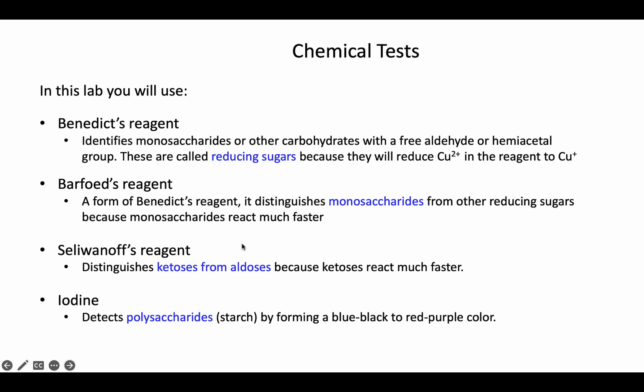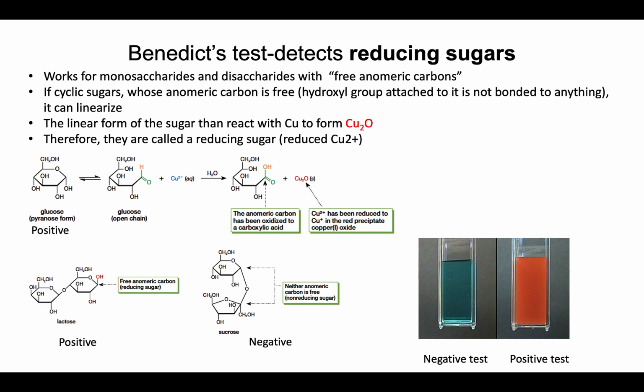We will do the Barfoed's test, which will distinguish monosaccharides from other reducing sugars because monosaccharides will react faster with this reagent. There is Seliwanoff's reagent, which will distinguish ketoses from aldoses because ketoses will react much faster compared to aldoses. And then iodine, which is going to detect polysaccharides by forming a deep blue, black to red purple color with it.